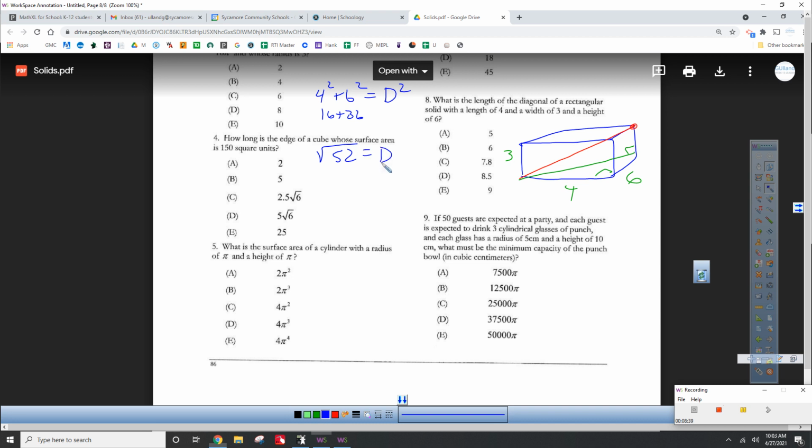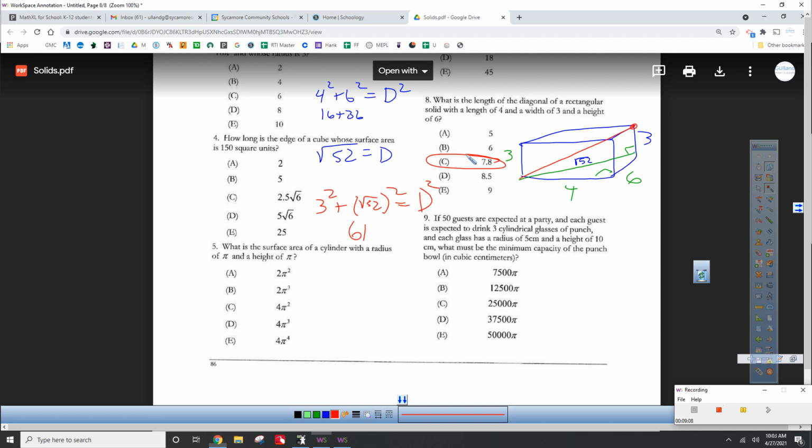I'm just going to leave it like that because that's not the answer. Okay? Now, this is 3. So to find the red diagonal, I do 3 squared plus radical 52 squared is the red diagonal squared. So 9 plus 52 is 61. So it should be the square root of 61. So a little less than 8. I'm going with C, Carson.